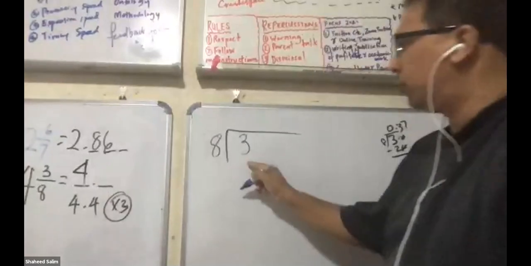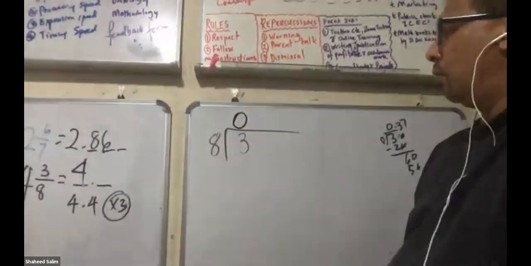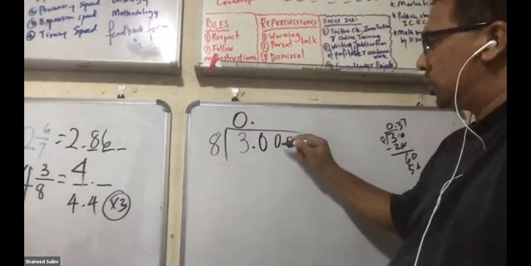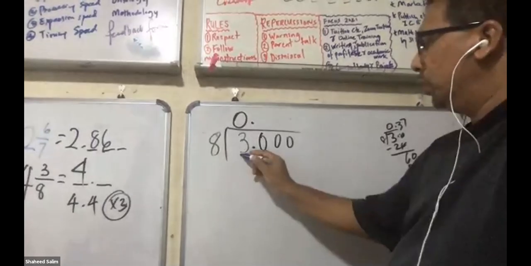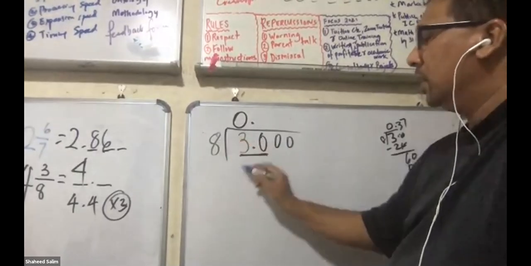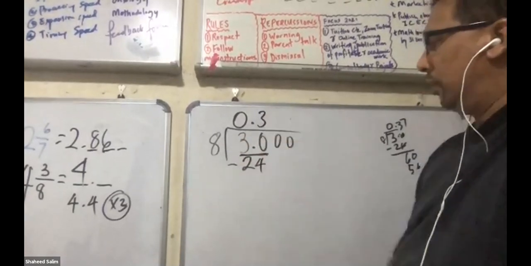The next one is 3 divided by 8. Can 3 be divided by 8? Cannot, so put a 0. We put a dot here and a dot here. You can put as many zeros as you want, up to you. Now we look at the next digit. 30 divided by 8. You can get a number smaller than 30, which is 24. 8 times 3 is 24.